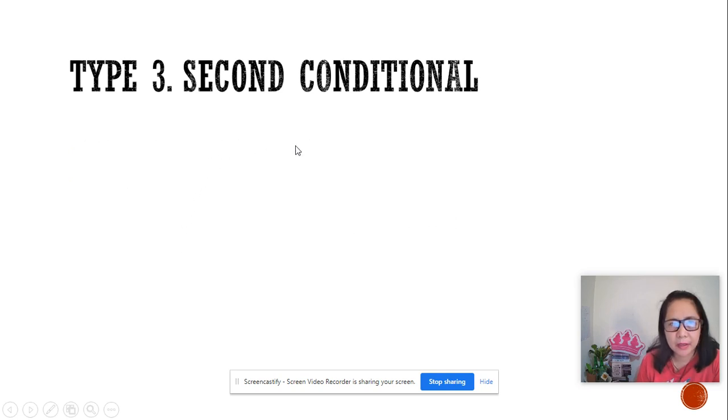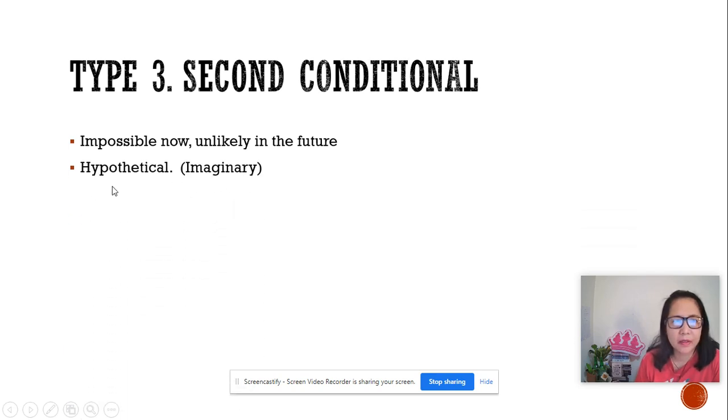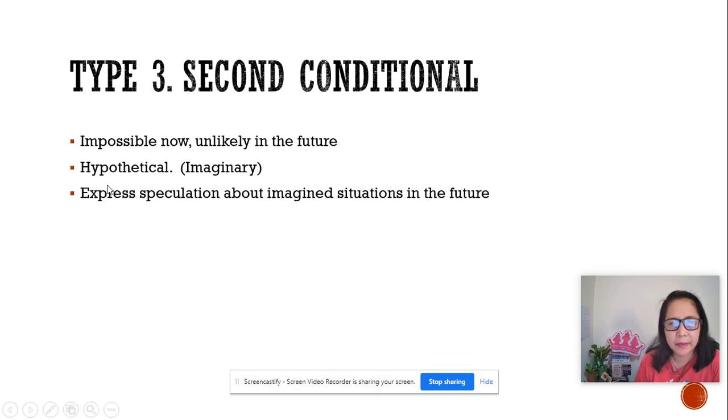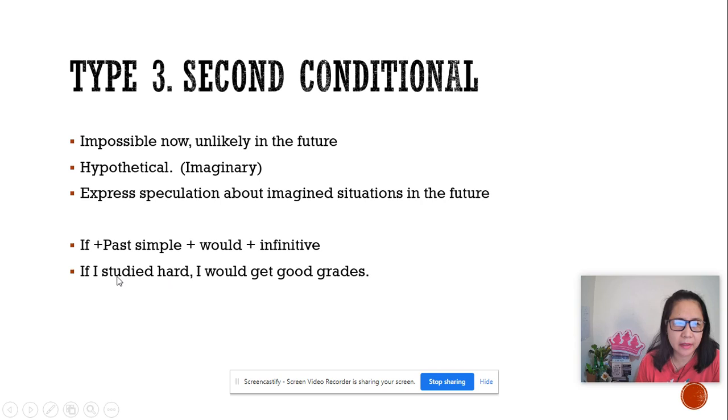Now, the type 3 is what we call second conditional. This is impossible now and unlikely in the future. So if it did not happen today, it won't happen in the future for the result. This is more of imaginary or hypothetical. They also express speculation about imagined situations in the future. This one is formed by having if plus past simple plus would and the infinitive. If I studied hard, studied is in the past simple, and then would, and then the infinitive, which is get, would get.